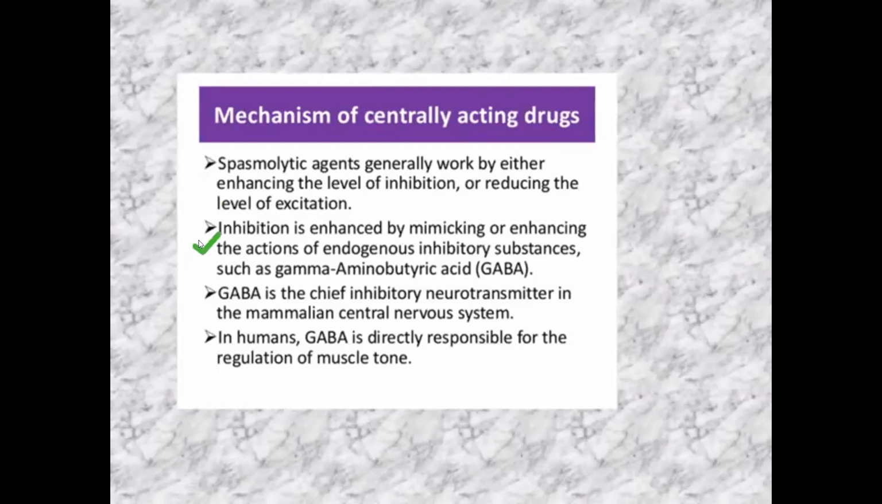After that, why do these centrally acting drugs mainly bind with GABA? Because GABA is directly responsible for the regulation of muscle tone. GABA is the chief inhibitory neurotransmitter in the mammalian central nervous system. So you know the mechanism of GABA. In the next slide, you can see.